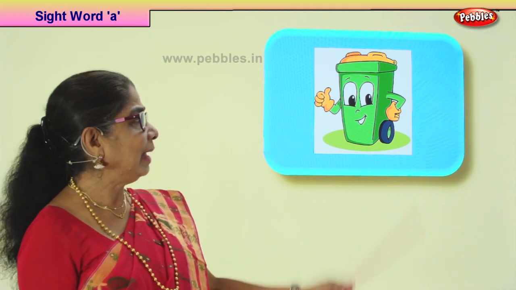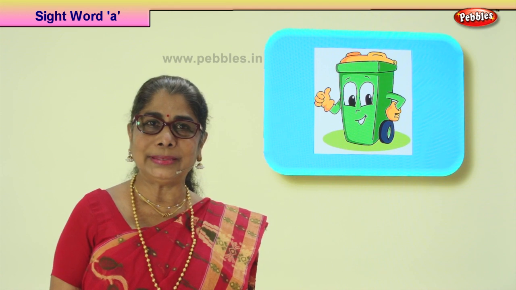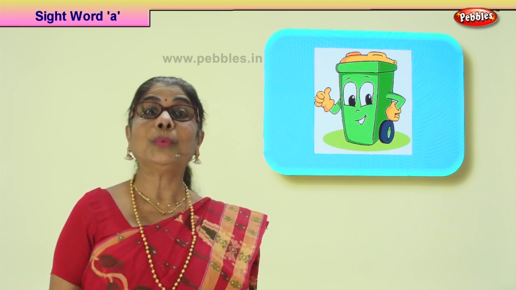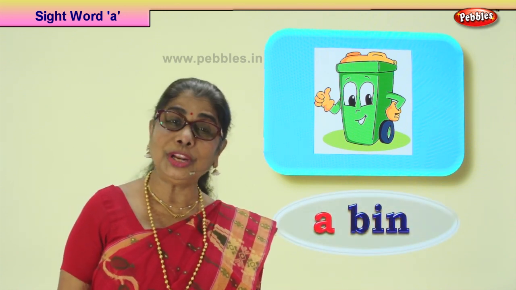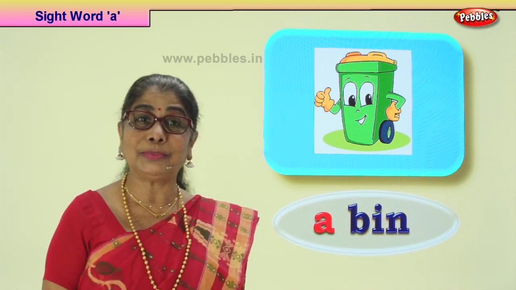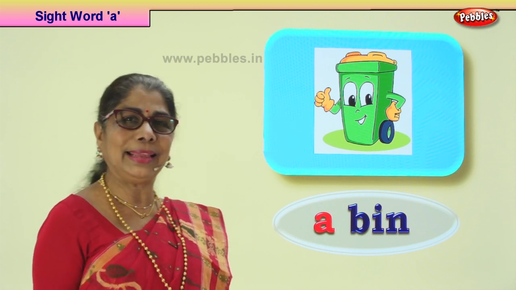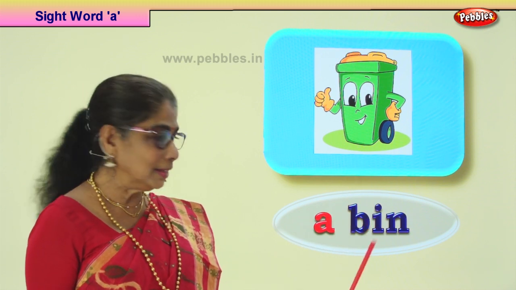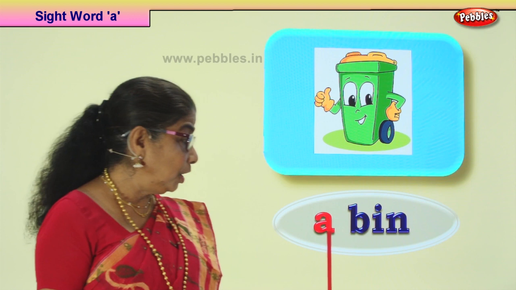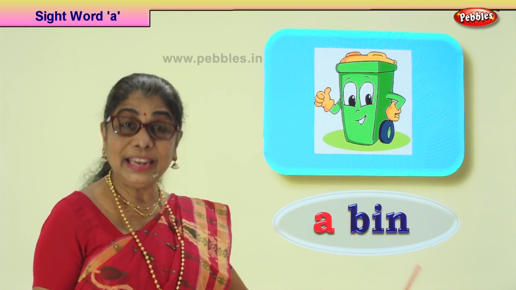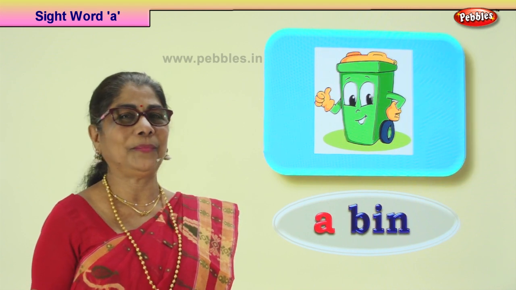Good. What is that? Where do you see that? In the school campus, in the house you have a bin. Very good. What do you do with the bin? What do you put into it? All trash items, things you don't want. Papers and peels and anything. Okay? Bin. Look at the sight word. A. Read. A bin. Good. A bin. Very good. Let's take our next picture and see.